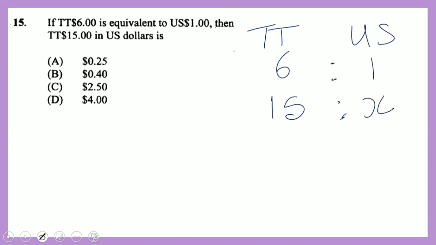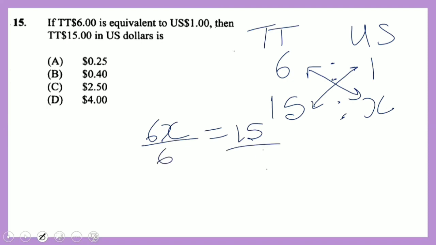You don't know. These are ratios, and there's a rule that says if two ratios are equal, then their cross products are also equal. So we're going to multiply across cross products. 6 times x, that's 6x. 15 times 1, that's 15. Cross products must be equal to each other. Then you just find x, and we will get $2.50.